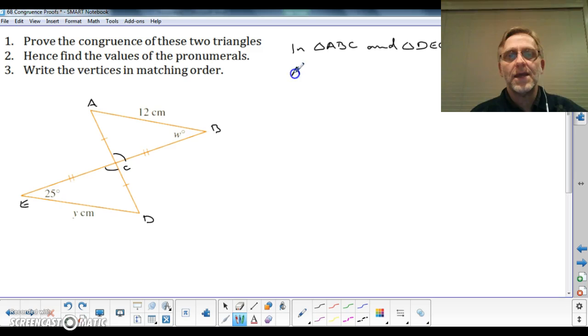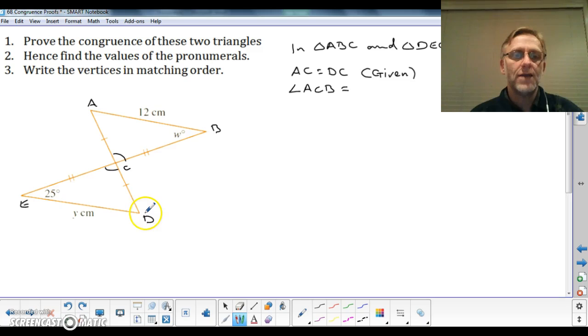So the first thing I'm going to say is that AC is equal to its corresponding side, DC. And how do we know that? Because it's given. I need the angle statement. So I'm talking about angle ACB. I'm going to say that's equal to angle DCE. Or should I say ECD? Which one? I should say angle DCE, because ACB uses the short side first. So short side first.